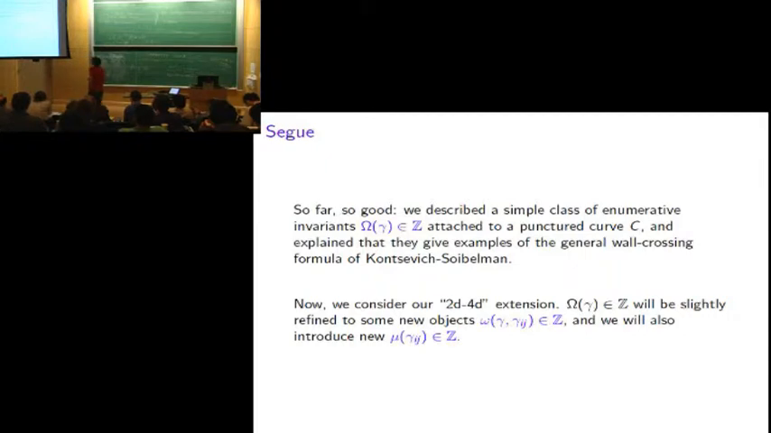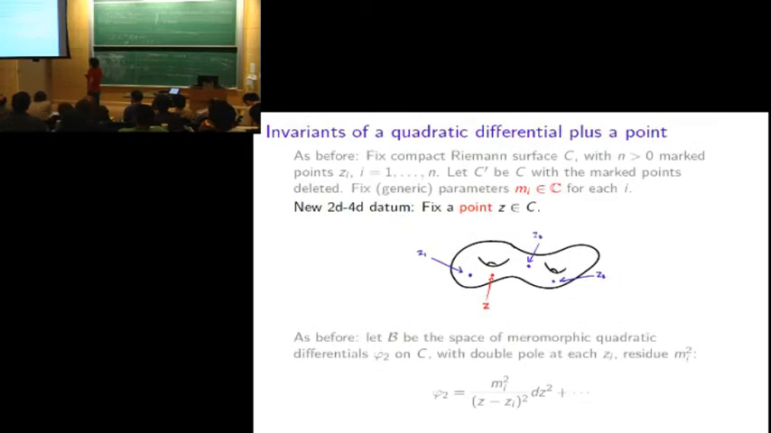So what's my data going to be now? This gray stuff is the same stuff I said before. The new datum is that in addition to these marked points where I had poles of my quadratic differential, I now introduce an additional point, which I'm just going to call z. And at this point, my quadratic differential doesn't do anything. It doesn't have any pole or any zero. It's just an extra point. Everything else stays the same.